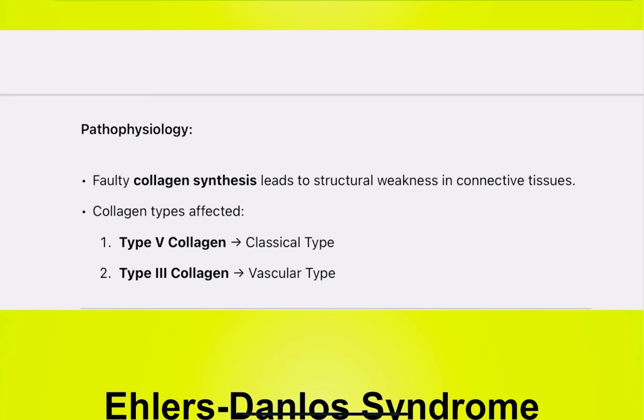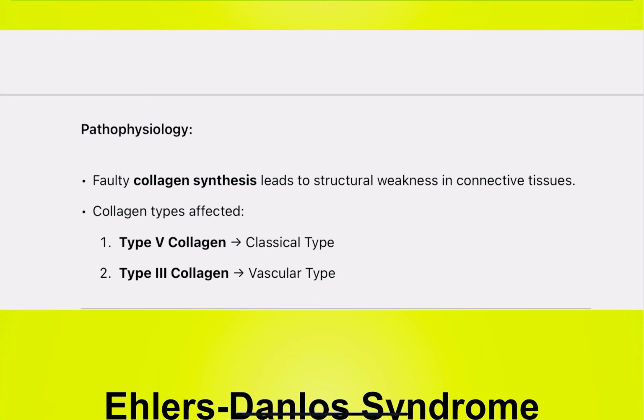There are multiple types based on inheritance and severity factors. It can be autosomal dominant or recessive, and it could be associated with joint dislocations, berry and aortic aneurysms, and organ rupture. So let's look at the types.